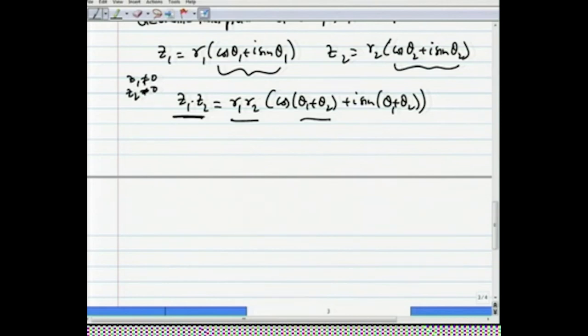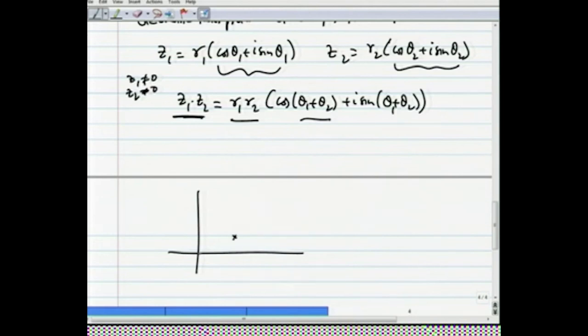Okay, so the interpretation one can give is, let's take a simplistic picture. So suppose this is z1, and then it opens with an angle theta 1 from the positive x axis. And then suppose this is z2 and it opens with an angle theta 2 from the positive x axis. Then your z1 times z2 is going to have a modulus. So the length of this line segment is going to be modulus of z1 times modulus of z2, like we see here. So it's going to have r1 times r2 as its modulus. And then it's going to open with the positive x-axis with an angle theta 1 plus theta 2. So that is your geometric interpretation of multiplication.